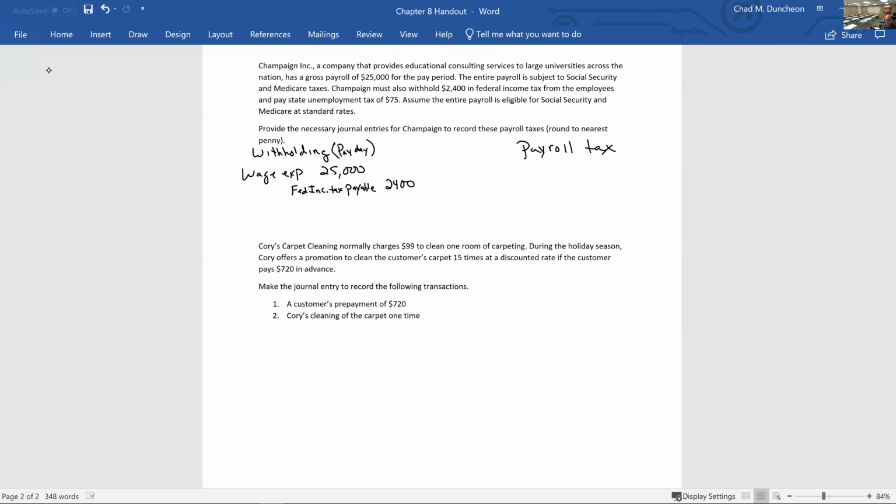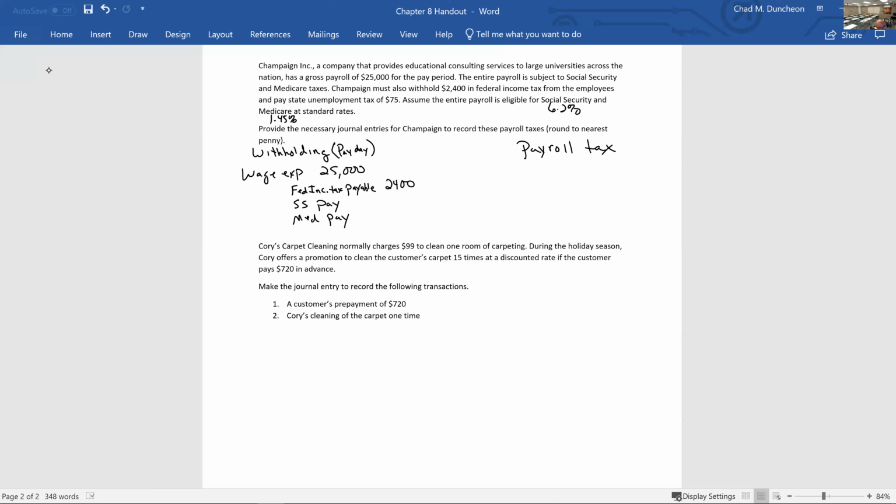It says assume the entire payroll is eligible for Social Security and Medicare at standard rates. Social Security rate is 6.2%. Medicare's rate is 1.5%. Okay, those are constantly changing with whoever's in charge of the government. That's what it is currently. That 6.2% gets paid by the employee and the employer. Okay, the 1.5% gets paid by the employee and the employer. They are both paying that FICA. Okay, so we're gonna have Social Security payable and Medicare payable.